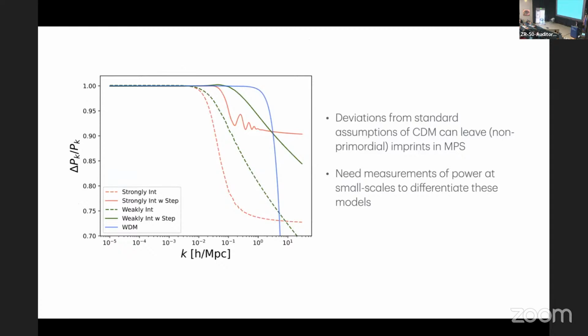And then here I just plotted, again, these three models that I've talked about, with and without a step, and then the strongly and weakly interacting scale, just to show that these models all give a suppression of the matter power spectrum at different scales. And the with and without a step can change the scale at which the suppression starts. But they all can be degenerate at larger scales. And so we really see that if you get to k of 1 and smaller is when you can begin to differentiate a lot of these models. And so really, we need measurements of the power at smaller scales to be able to differentiate these models. And they can also leave imprints that look like primordial, but are at late time.